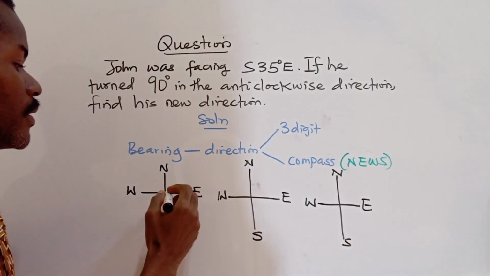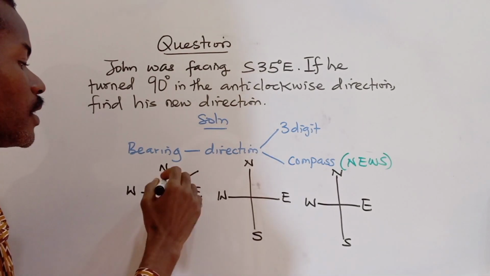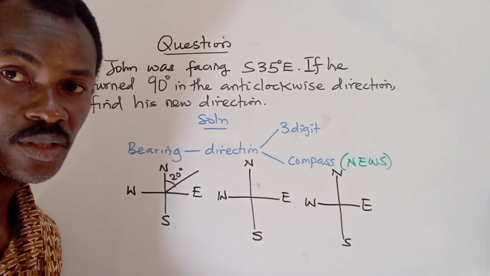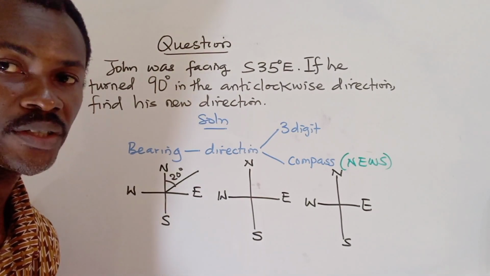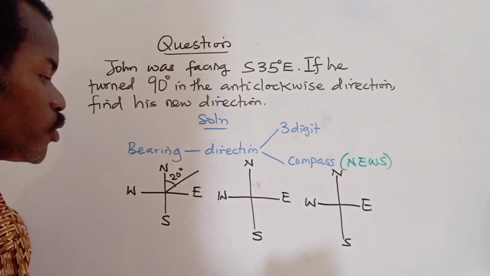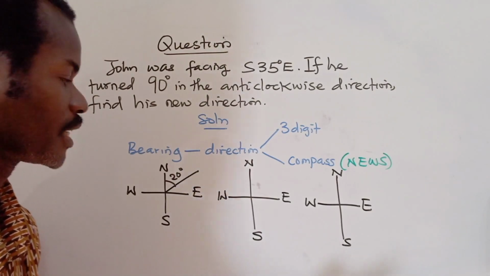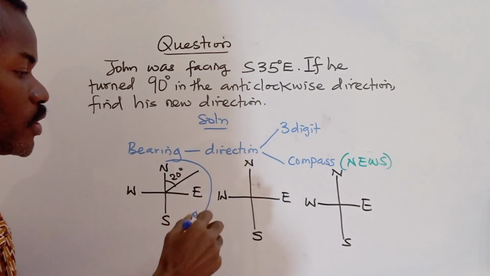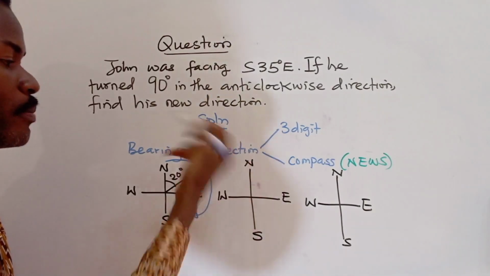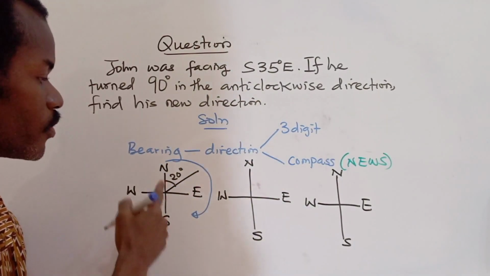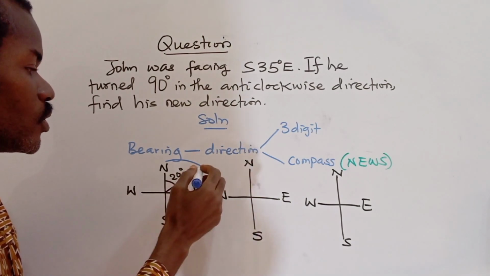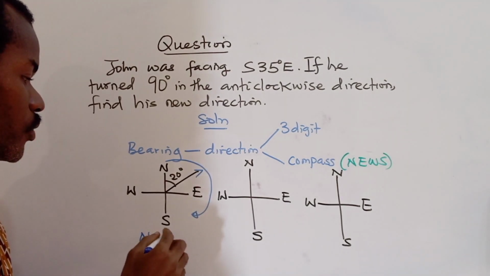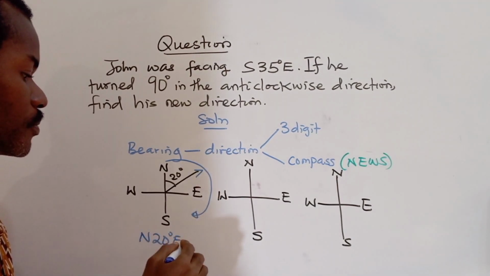Now for instance, if I draw a line here and put 20 degree, most times when you are finding bearing, you want to start from the north, in the clockwise direction. So for bearing, you are always moving this way, which is the clockwise direction. Remember, this is anti-clockwise. So this direction is called north. So we have north 20 degree east.